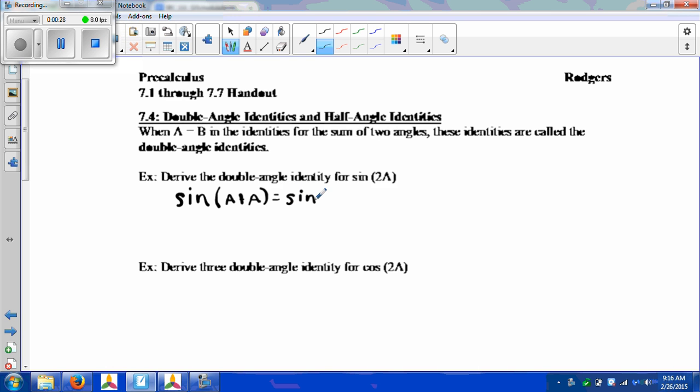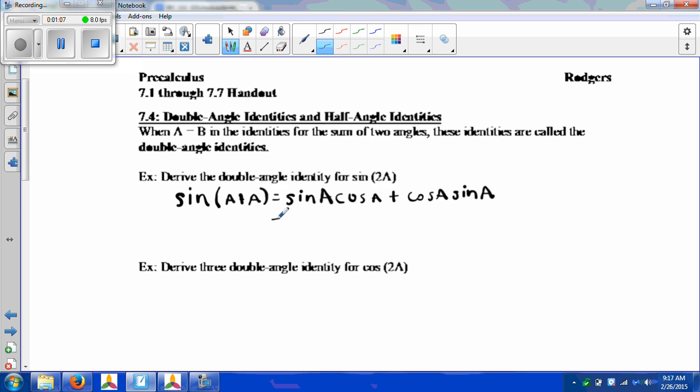This is the sine of a. And remember, sine keeps the same sign, cosine cooperates, so that would be sine of a, cosine of a, then plus, because sine keeps the same sign, cosine a, sine a. Normally this would be a and this would be b: sine a, cosine b, plus cosine a, sine b. But now, since they're the same angle, we just get the sine of a, cosine a, sine a.